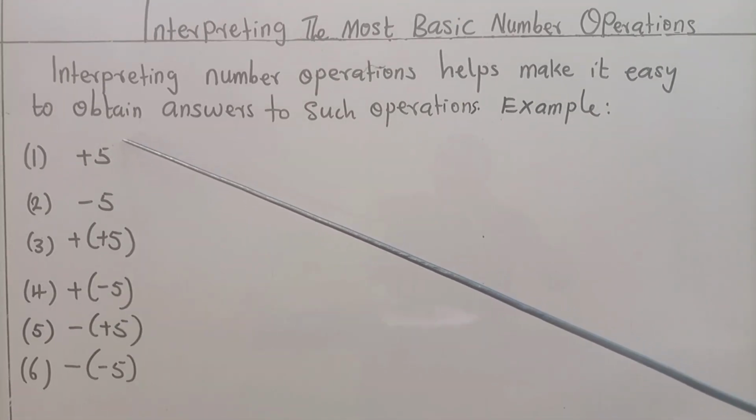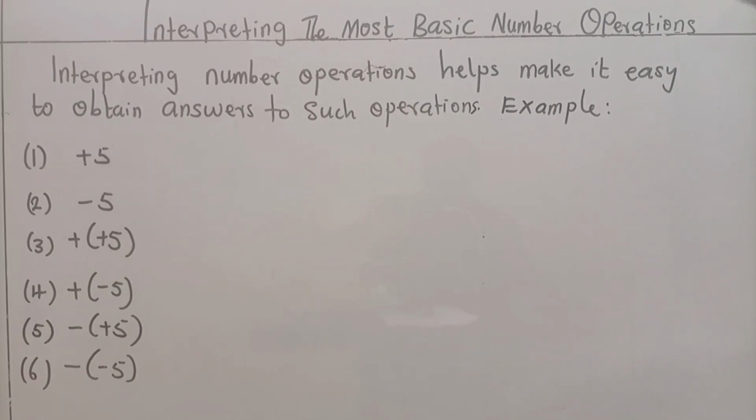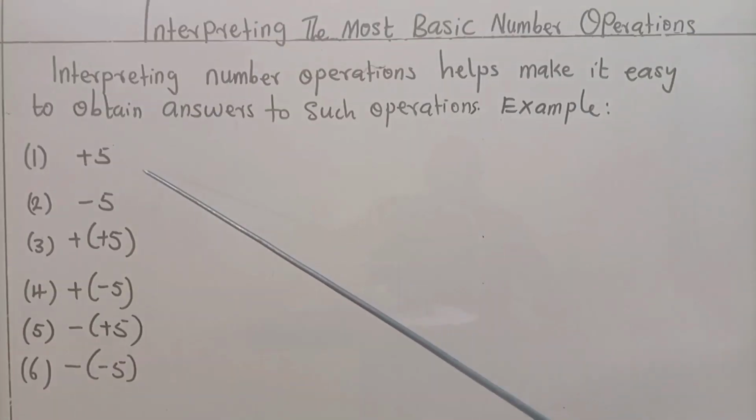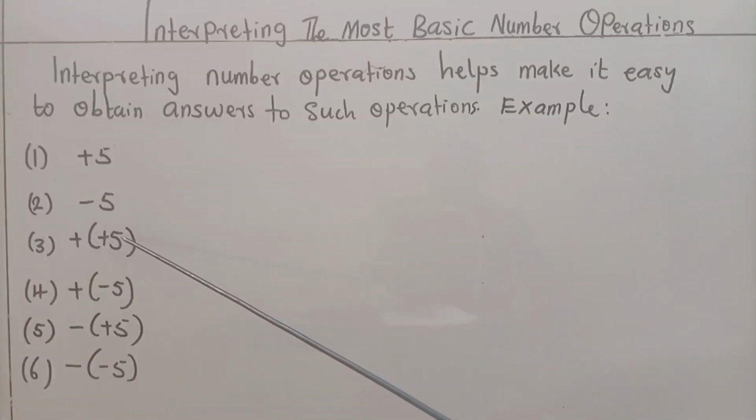Look at these 6 examples here. The first says plus 5. What does it mean? The other one says minus 5. What does it mean? This is plus bracket plus 5. This is plus bracket minus 5. This is minus bracket plus 5. This is minus bracket minus 5. What does each of them mean? Please watch out for their meanings.